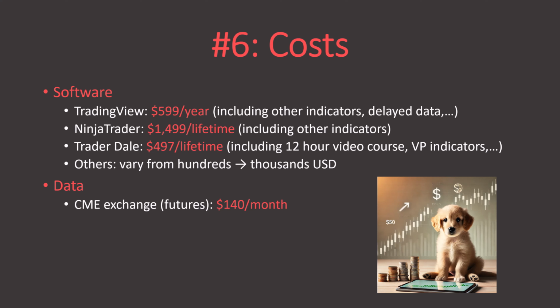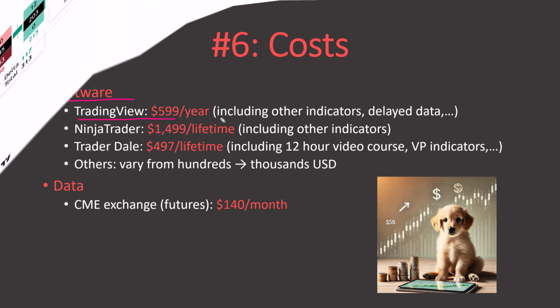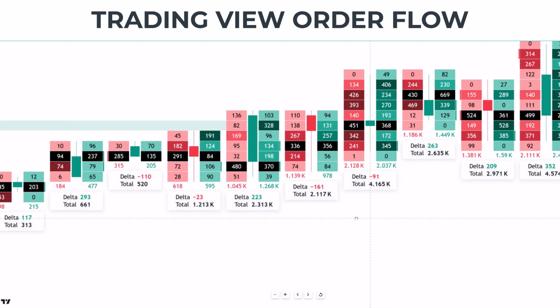Now, the last uncomfortable truth is the costs. In my experience, I don't think that there's avoiding paying for the software and for quality data. Those are two costs which you need to be okay with if you want to properly trade with order flow. What I have here is a little comparison of what the costs are. Regarding the software, the most popular is probably the TradingView platform, which is $600 per year, and this one includes order flow and also other indicators and data and platform fees and everything just in one bundle.